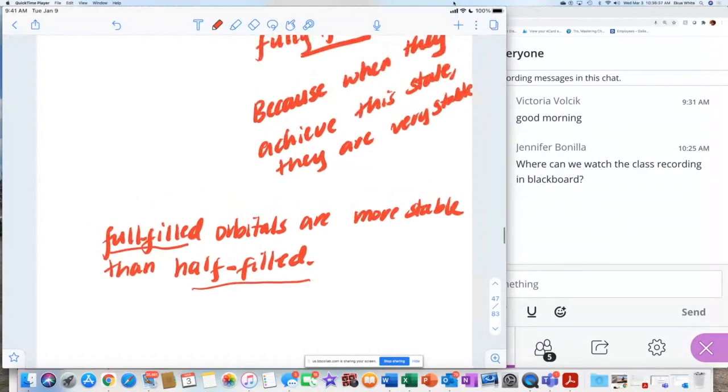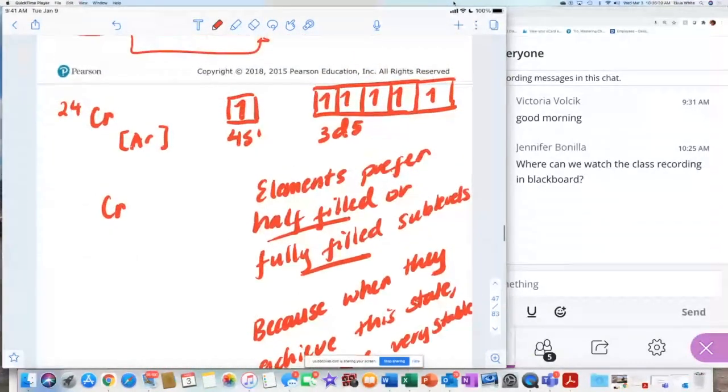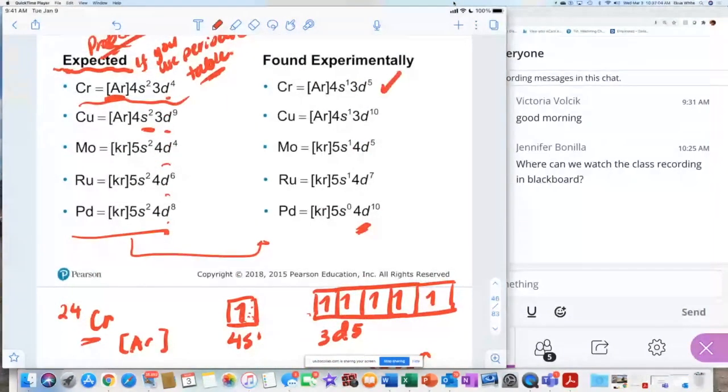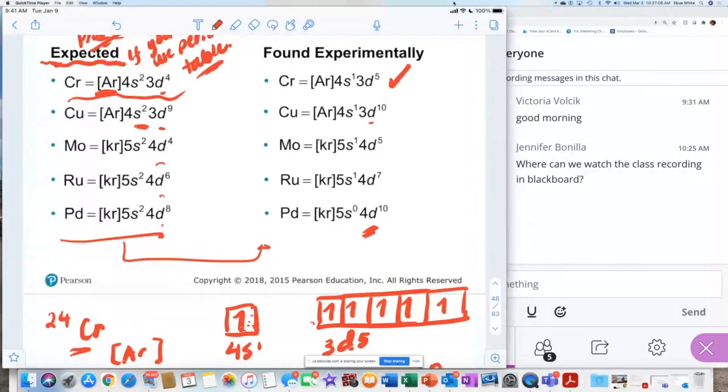Okay? So chromium prefers to be in a more content state. So it takes the electron from here, which is the gap between these two is not that much. Remember they said it back there? The energy gap between these two is not that much. It does cost the electron some, but not that much energy to take the electron from here, put it here, and now it's stable. It is more happy in this state. Okay? So that explains that.